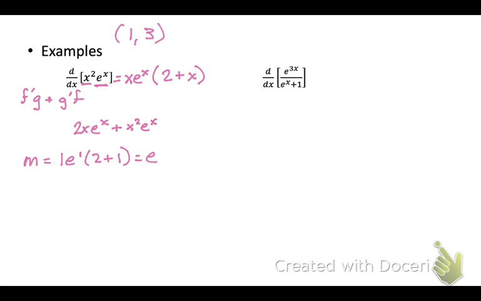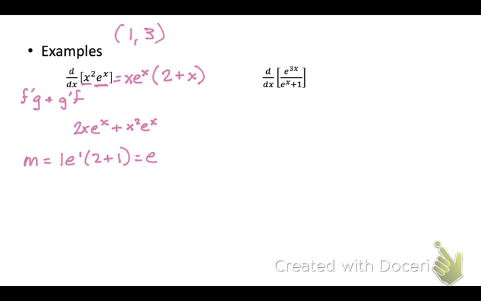Okay, so we had to do the product rule. Now we're going to have to do the what rule? The quotient. And how do I know it's the quotient? Because there's a division. Now, are we past the point of needing to write down u prime, or do we still need to write u prime?